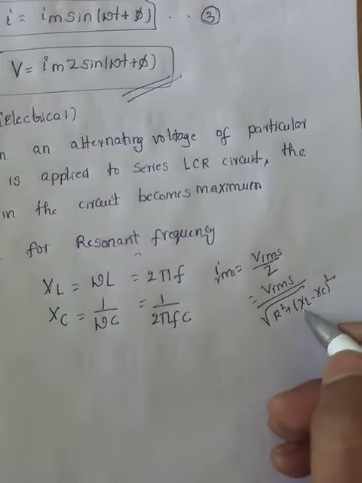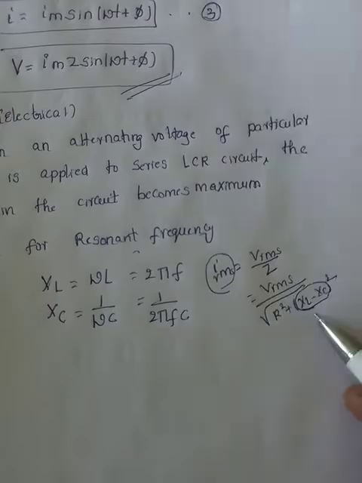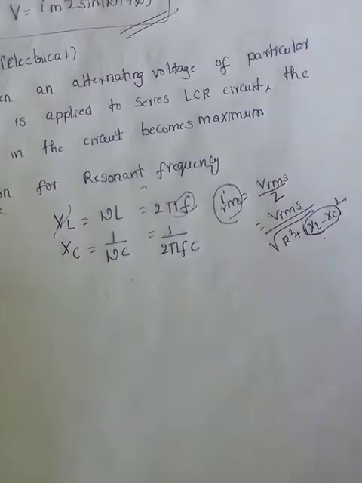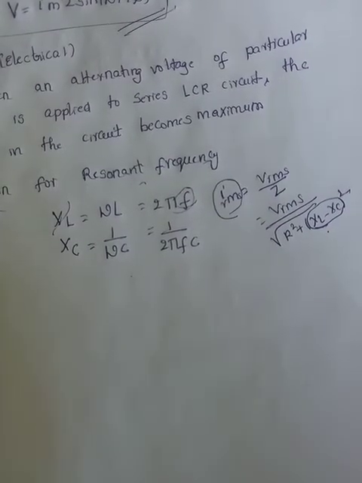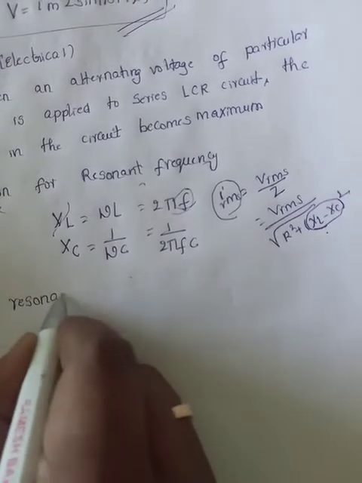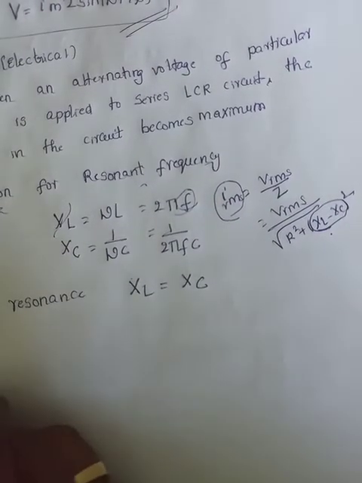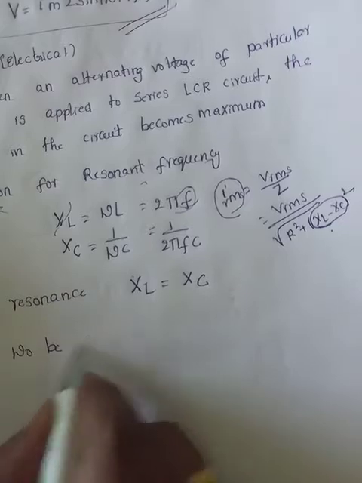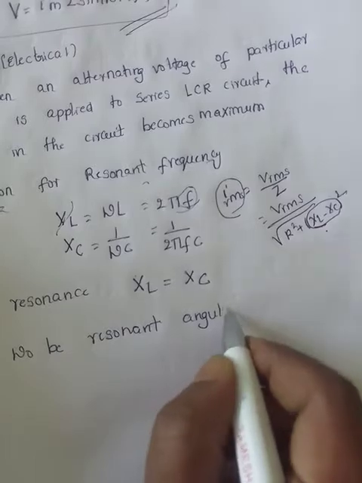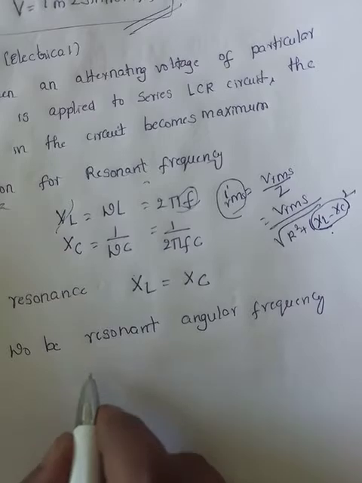So if XL minus XC is minimum, then IRMS will be maximum. So how much minimum will it be? If frequency increases, XL increases, XC decreases. So that's why, at resonance, what we observed is XL is equal to XC. Let omega naught be the resonant frequency, the resonant angular frequency.